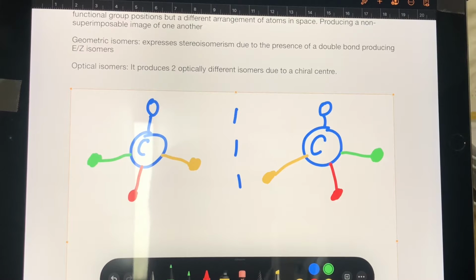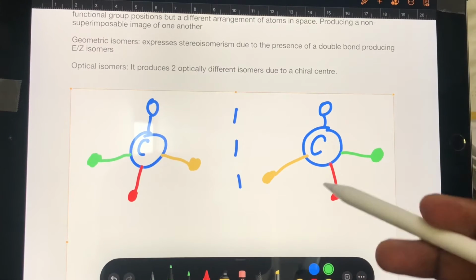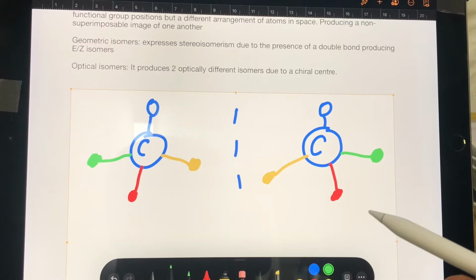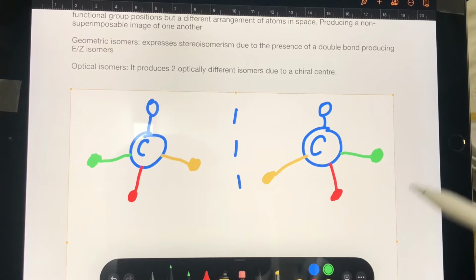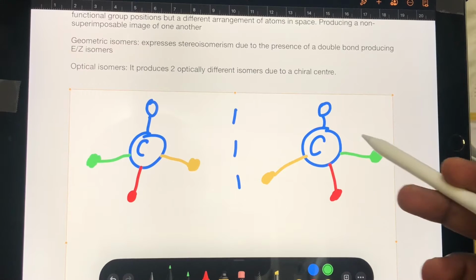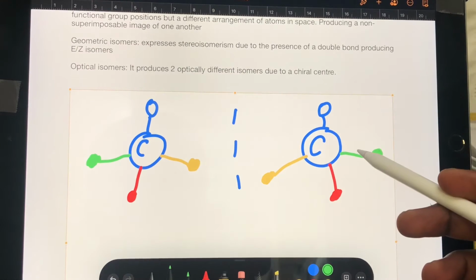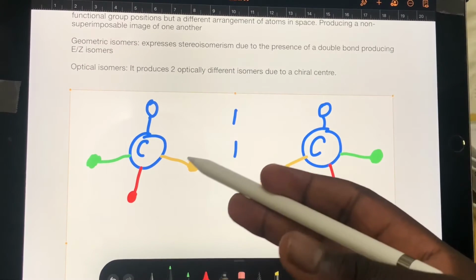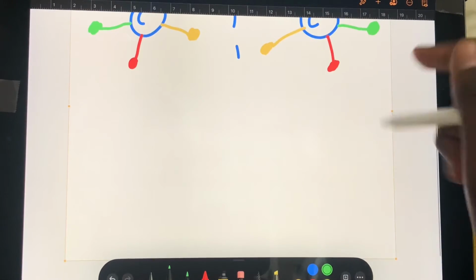If we try to rotate these molecules, let's see, the molecule on the right here. If I try to rotate the molecule on the right and match it onto the one on the left, it would never happen. It's not possible to make this molecule the same as this one.